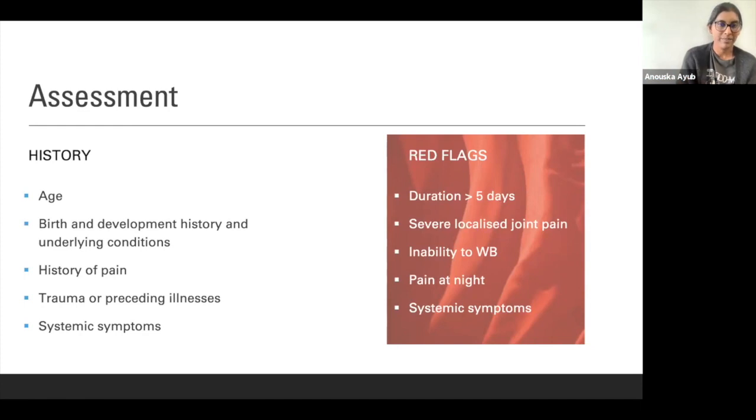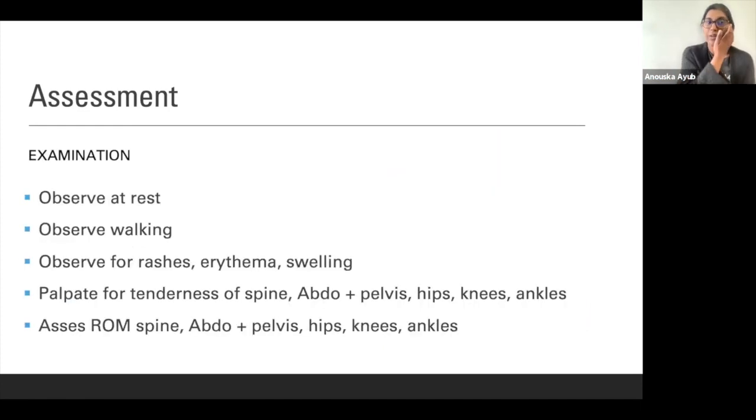Okay, so examination. It's very important in all of paediatrics to do as much of your examination as possible without going anywhere near the child, without touching the child, without moving the child, because quite often, as soon as you do, that's basically the end, because they get very upset. And obviously, a child in pain is going to be even more upset than a child not in pain in the clinic. So observe them at rest. That's very important.